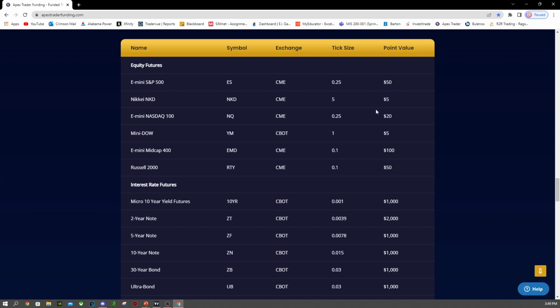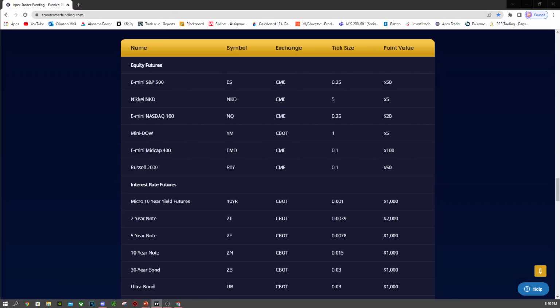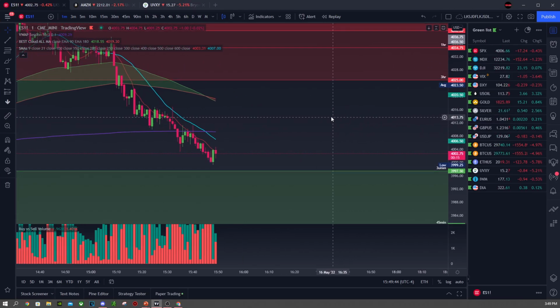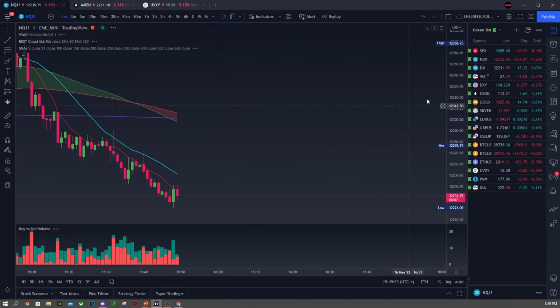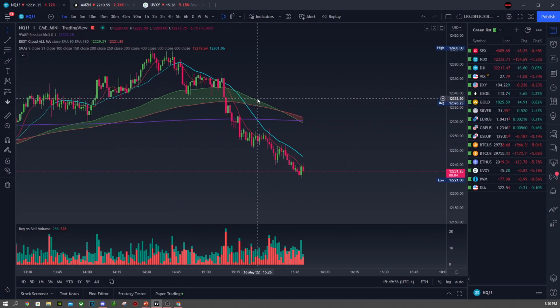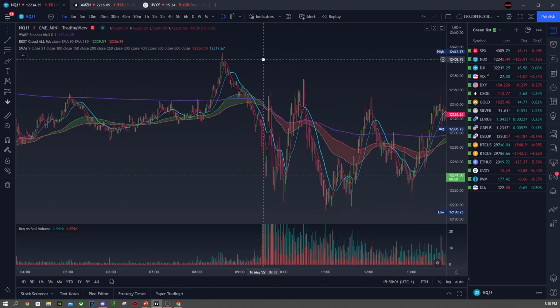NQ is a lot more volatile, although it only moves $20 per point, unlike ES, which moves $50 per point. You will make or lose more money trading NQ because it is at such a high value compared to ES. If we look here, ES right now is sitting right around 4,000 points. And if we pull up an NQ chart, it is sitting at right around 12,200. Let's look at the moves that have happened today, like this first move this morning.